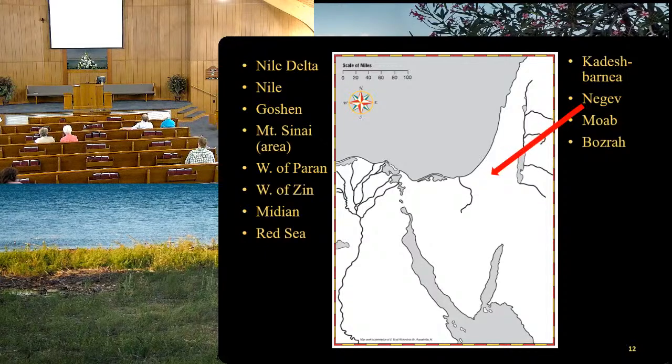And then Negev is going to be more just over from the skinny part of the Dead Sea there. More or less that whole area where Beersheba is located.